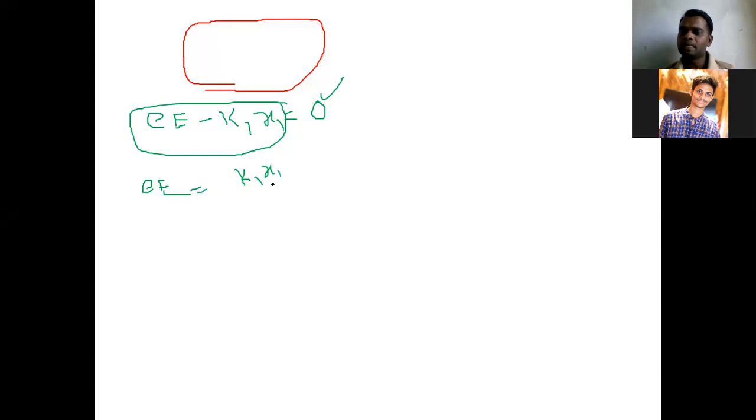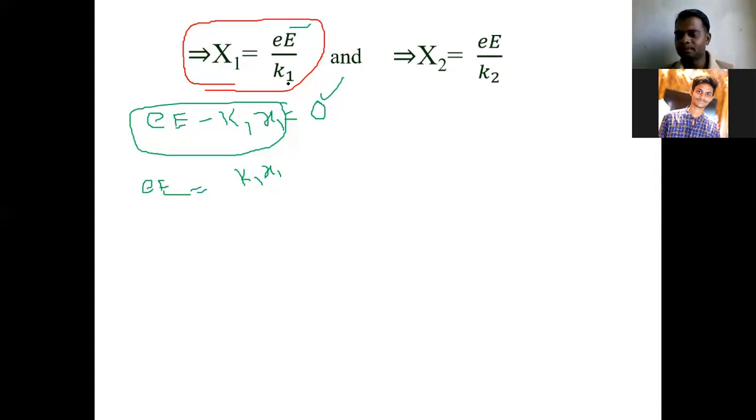Are you clear? Therefore, X1 equals small e into capital E by K1. Are you getting this? Okay. What about X2? X2 equals small e into capital E by K2. Are you clear? Okay. Now I can erase this.